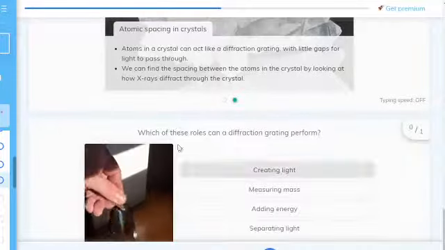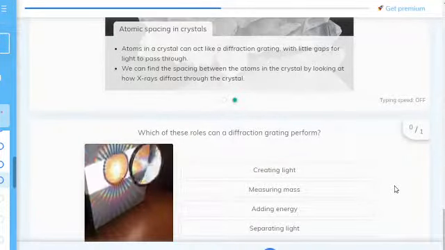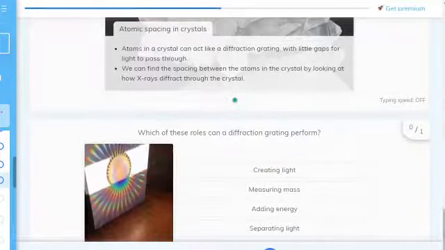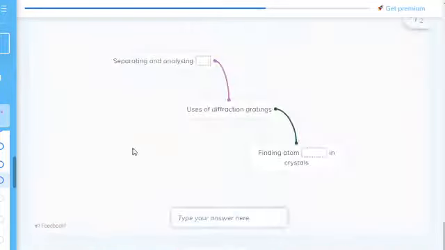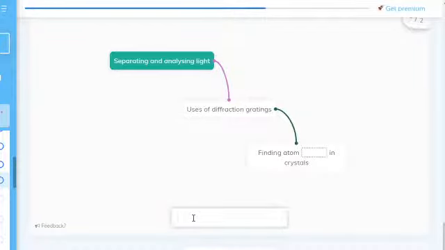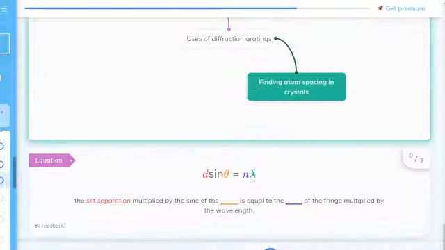crystal. So what roles can a diffraction grating perform? They can separate light, as it says here. So, uses: separating and analyzing light, and finding atom spacing in crystals.